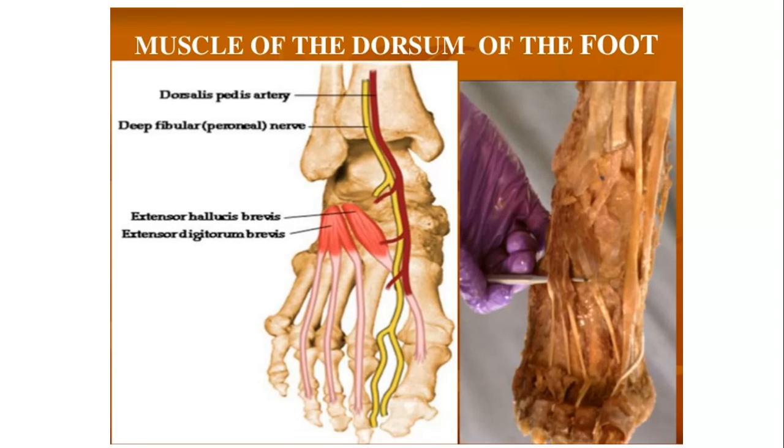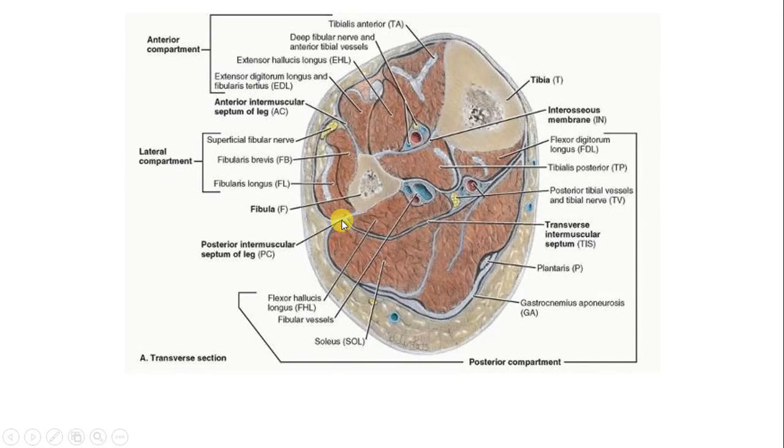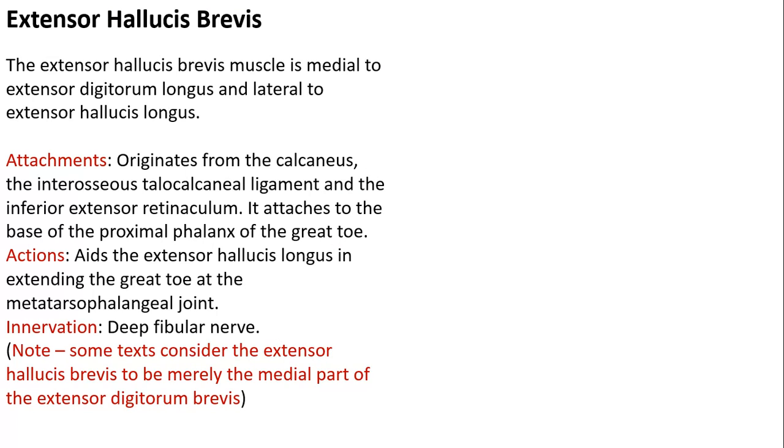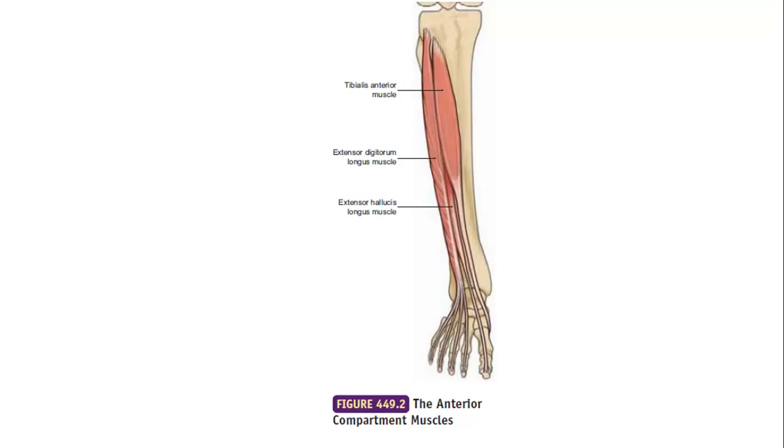Here the extensor hallucis brevis is shown separately, and these are the tendons of extensor digitorum brevis. Some say this is one muscle, some say it is a separate muscle. Here is shown the neurovascular bundle with its branches, and in this diagram the muscles of the dorsum of the foot. So we have seen the muscles and nerves of the dorsum of the foot.